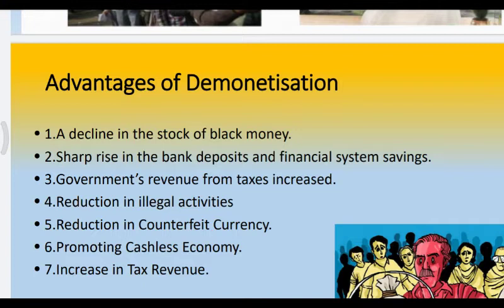Government's revenue from taxes increased. As a result of demonetization and extended digital transactions, both direct and indirect tax collection will increase drastically. A reduction in illegal activities. Due to demonetization, all anti-national and illegal activities will get reduced. Terrorist and radical groups like Naxalites will suffer from a shortage of funds.